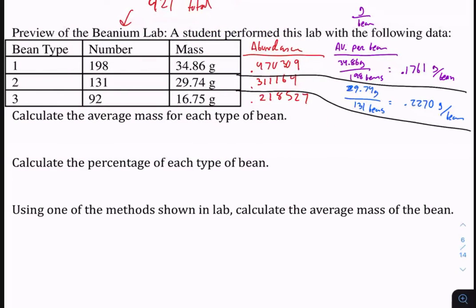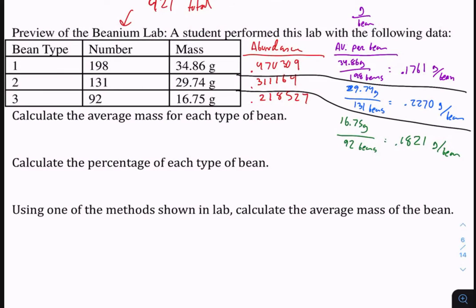And then for the last category, our mass is 16.75 grams per 92 beans. It's going to be 0.1821 grams per bean. All right.